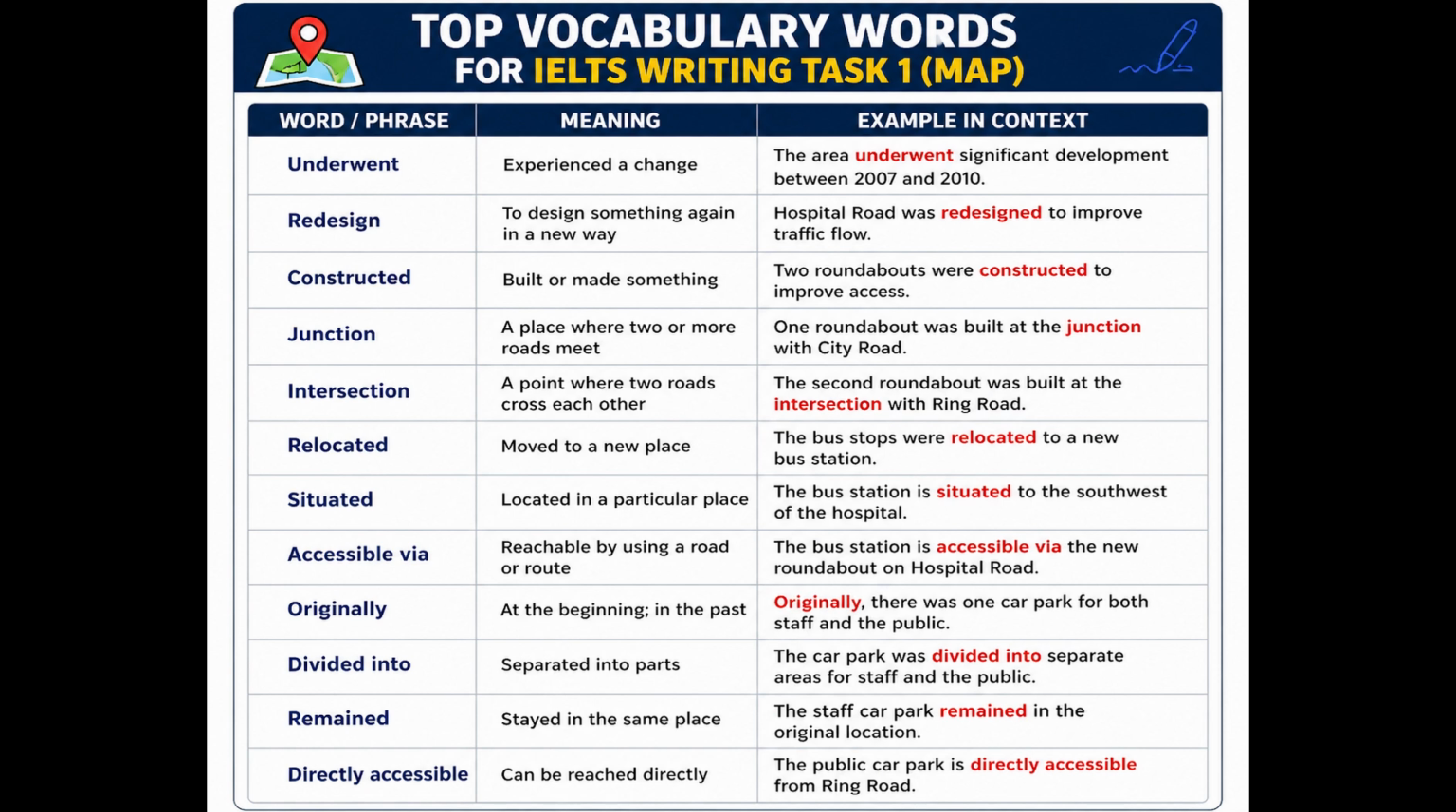So, this is the easiest structure to write a map comparison answer in IELTS Writing Task 1. If you follow this format: introduction, overview, body paragraph 1, and body paragraph 2, your answer will become clear, organized, and easy to understand.